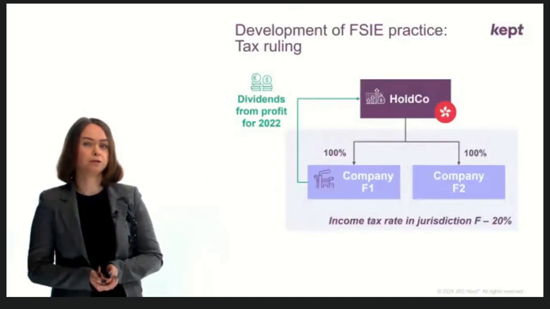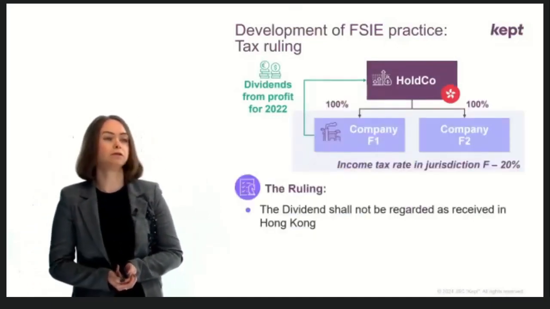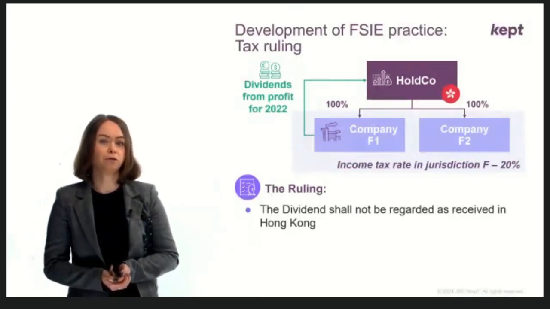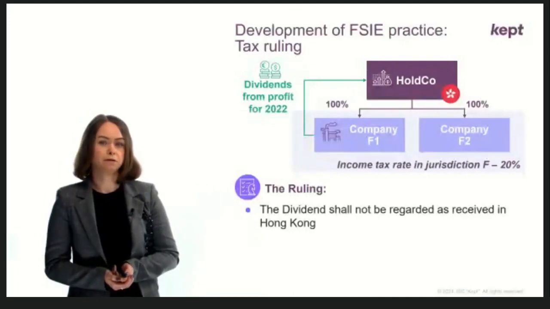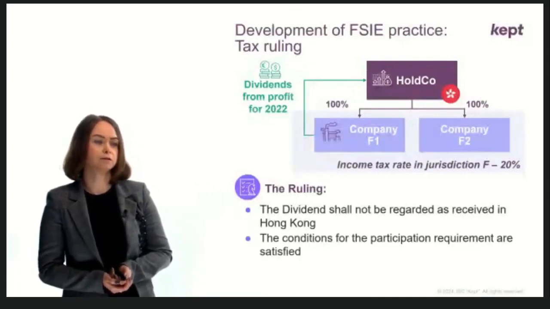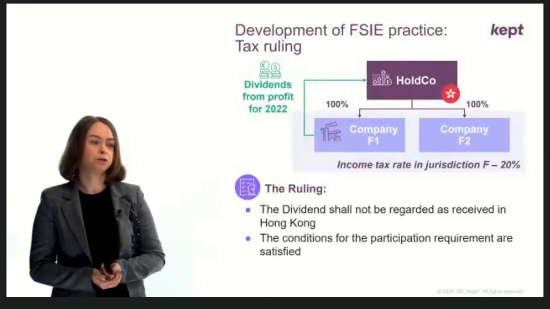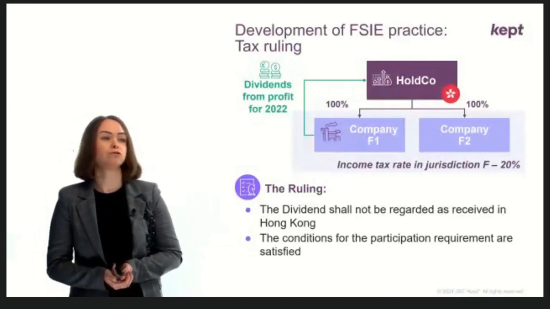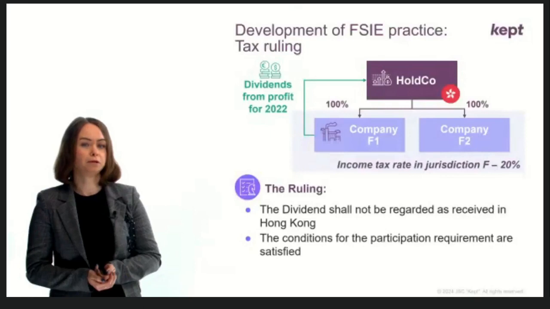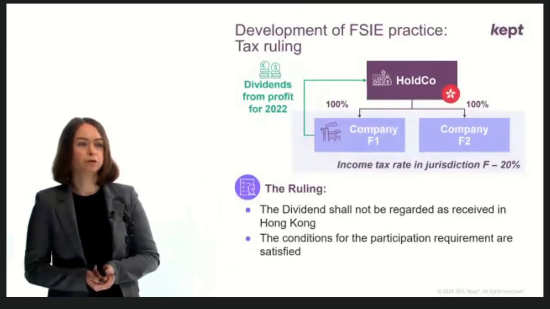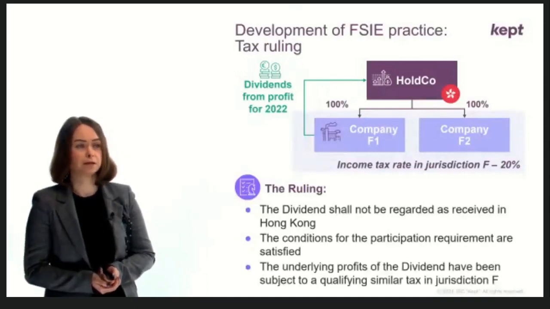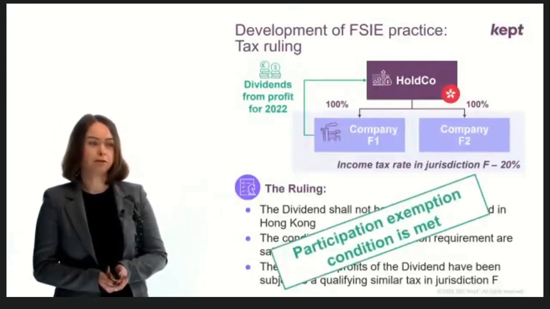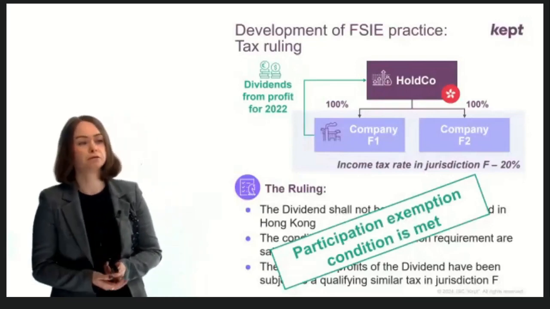And what was the conclusion of the IRD in this case? The IRD stated that the dividend shall not be regarded as income received in Hong Kong, and therefore should not be liable to profit tax in Hong Kong. And even if the dividend is regarded as received in Hong Kong, it shall not be taxed since the conditions of the participation exemption requirement are met. In order to fulfill the conditions of the participation exemption, it is important that the underlying profit of the dividend, which means the profit of company F1, should be subject to qualifying similar tax in jurisdiction F. And this condition is also met in the considered case. And to conclude, the ruling is favorable for the taxpayer, and that is a very good case.